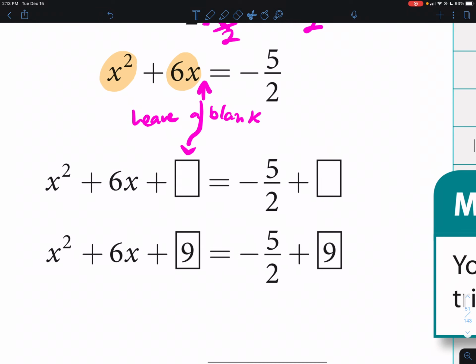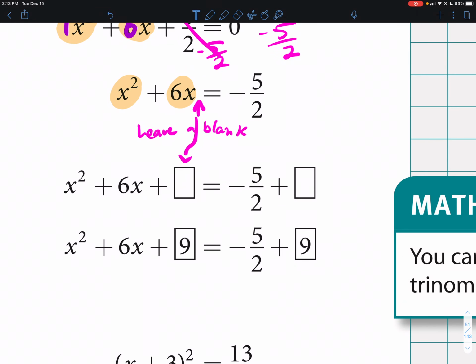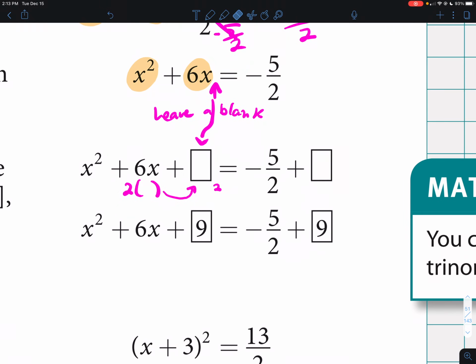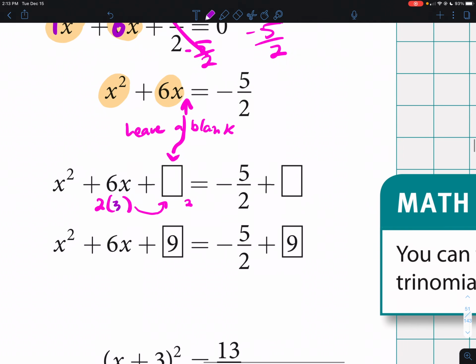So to find the number that's going to make this a perfect square, we take our 6. 2 times what gave us 6? Well, that's just 3. And then to get what goes in the blank, we take the 3 and we square it. And actually, I'm going to make that 3 a different color. 2 times 3 gives us 6, and then 3 squared will give us 9.